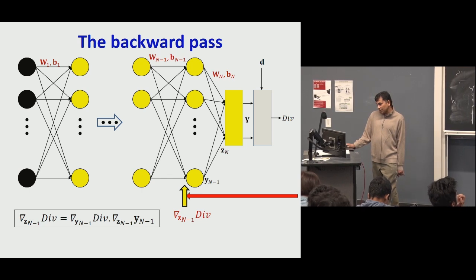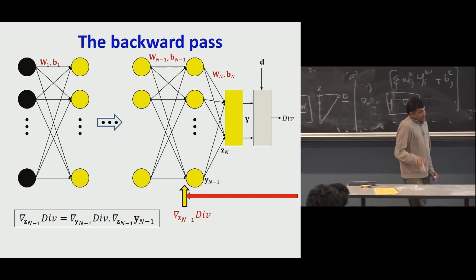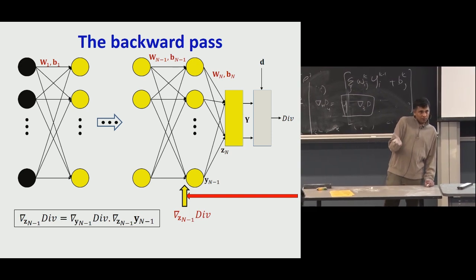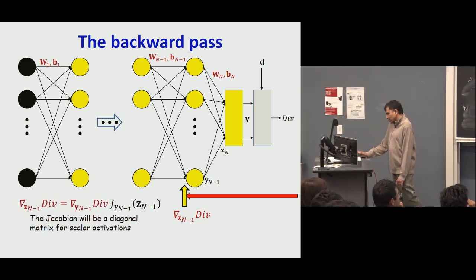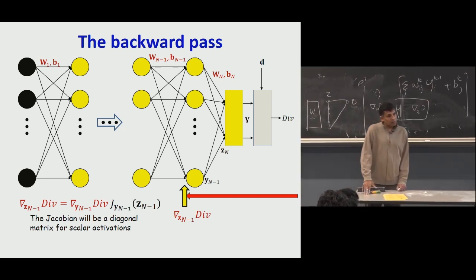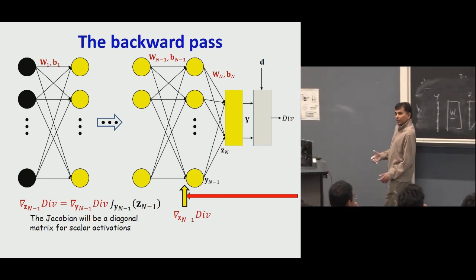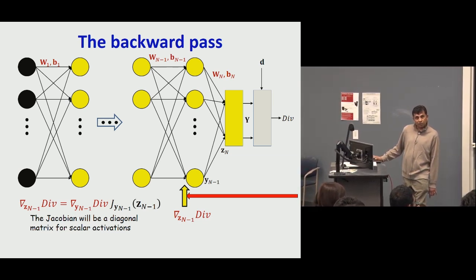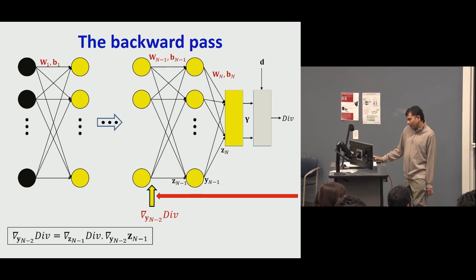And then I can take a step back. What is the derivative of the divergence with respect to this z? That's going to be the derivative of the divergence with respect to y times the derivative of y with respect to z, which is simply the Jacobian. That's just a bunch of activations. And the Jacobian will typically be diagonal if you have scalar activations. In the final layer, it tends to be a full matrix. In previous layers, it tends to be diagonal. This is not required. You could actually have vector activations even in intermediate layers. So that's that formula.